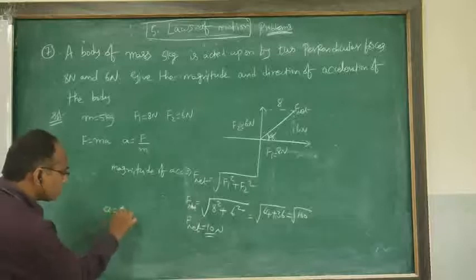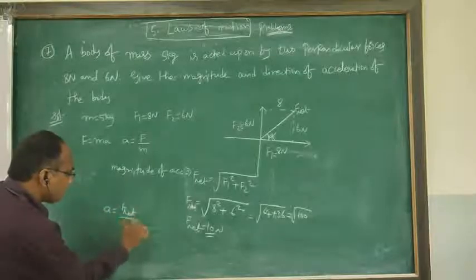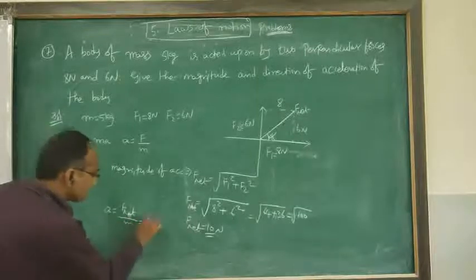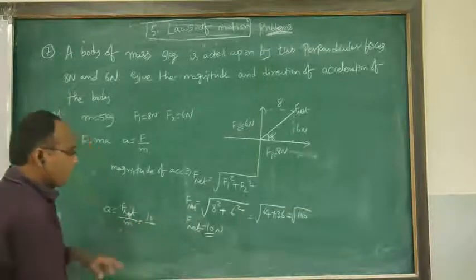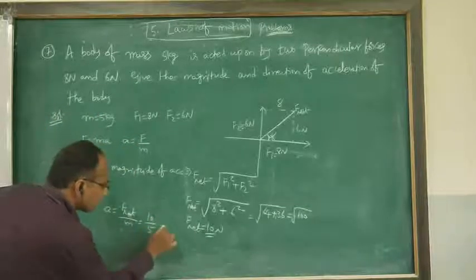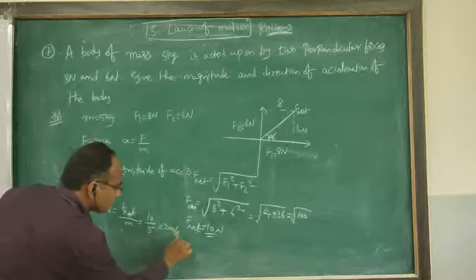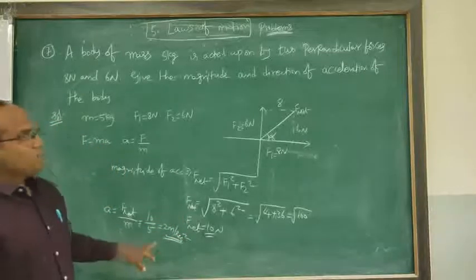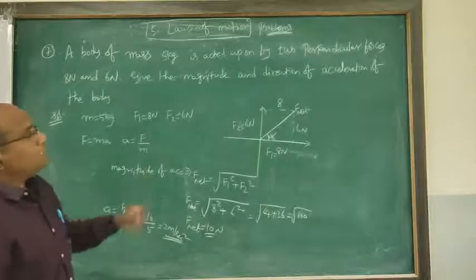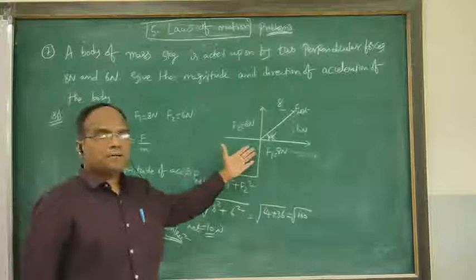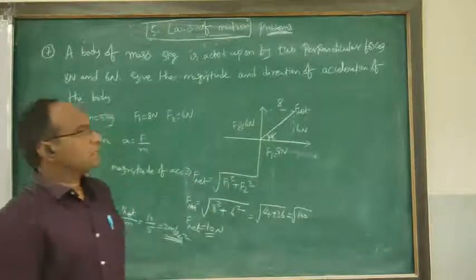So the magnitude of the acceleration: a = F net divided by m. F net is 10, divided by mass m, which is 5. So a = 2 meter per second squared. This is the magnitude of acceleration. We study this in the parallelogram law of vectors.